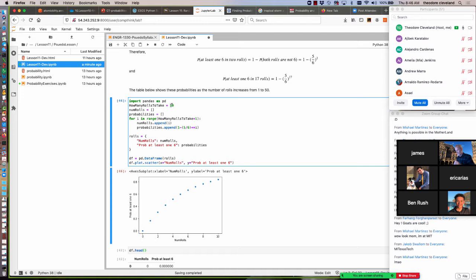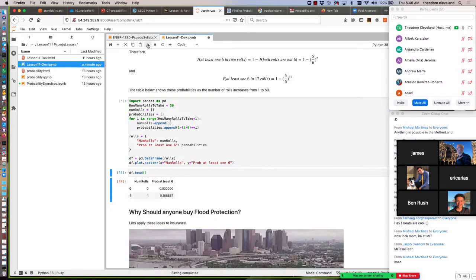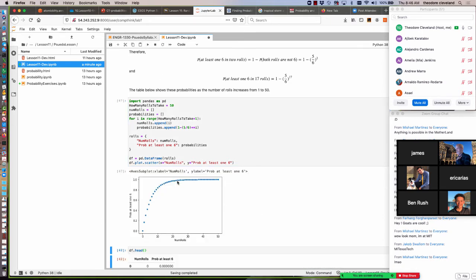If we go to 50 rolls, after roughly 25 of those 50 rolls, we're almost assured that we'll see a 6 in one of the rolls. This can't tell us which roll that's going to occur.